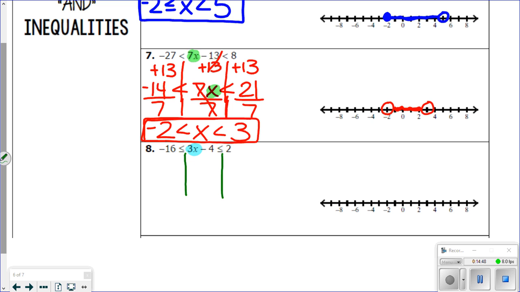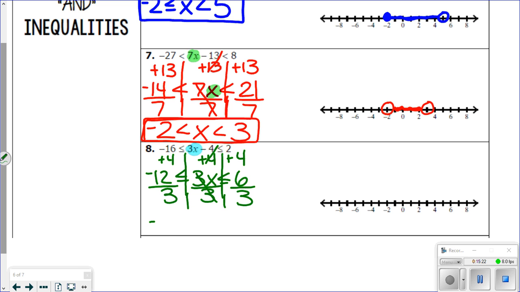So I need to get 3x by itself. So I'm going to add 4 in the middle, and on the left, and on the right. Negative 16 plus 4 is negative 12. 2 plus 4 is 6. Now we need x alone, so we're going to divide by 3. Divide by 3. Divide by 3. So whatever we do to one part, we have to do to all 3 parts.